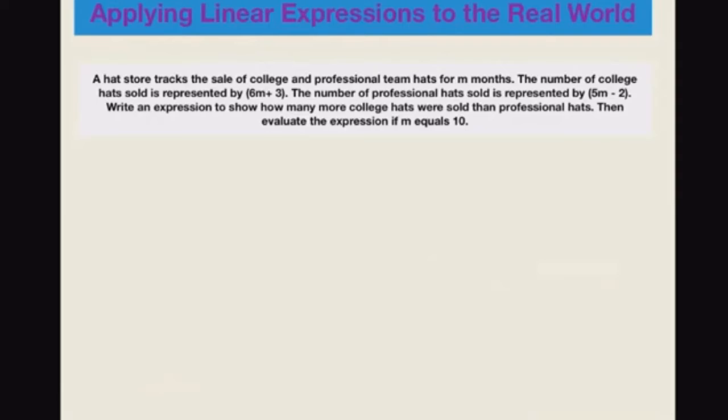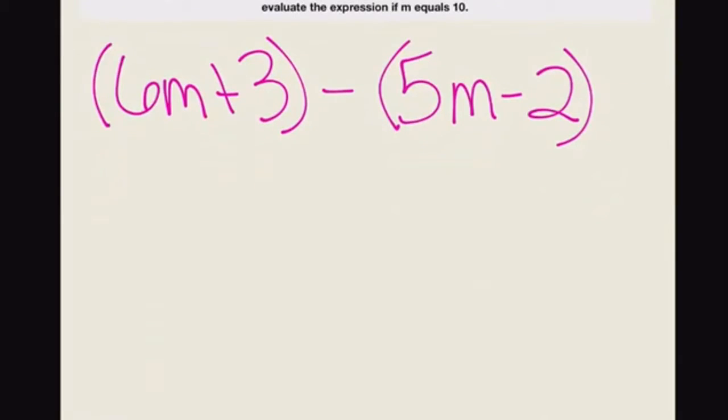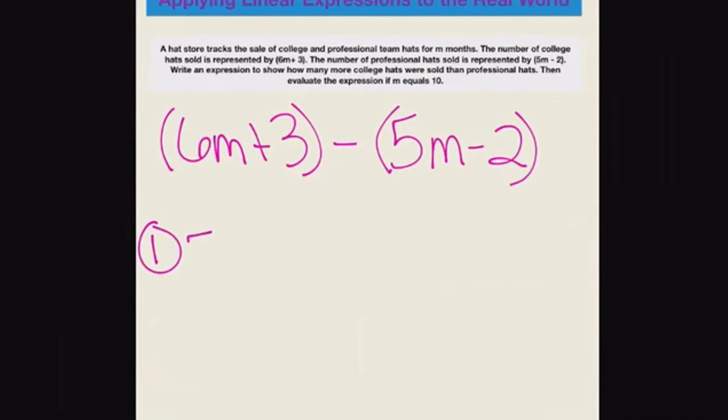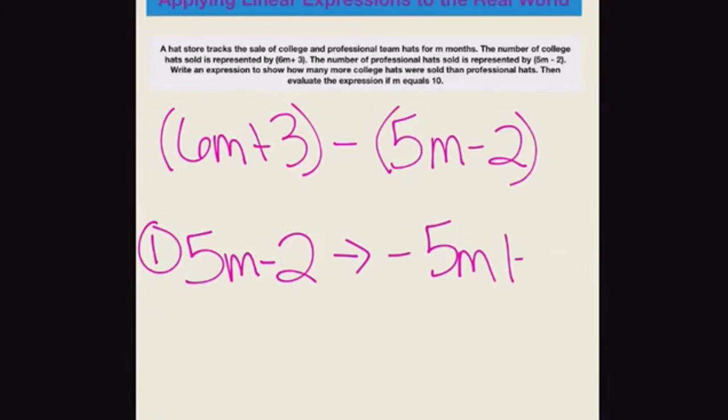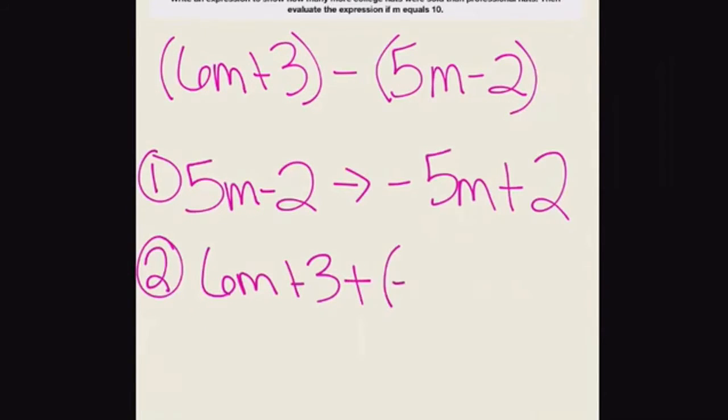Okay, so let's start by writing our expression. We're finding the difference, so we want to subtract. So we're going to do 6M plus 3 minus 5M minus 2. Remember, step 1 is to find the additive inverse of our second expression. So 5M minus 2 becomes negative 5M plus 2. Okay? So then rewrite your expression without your parentheses using that additive inverse. So 6M plus 3 plus negative 5M plus 2.